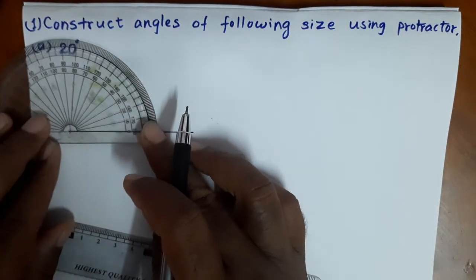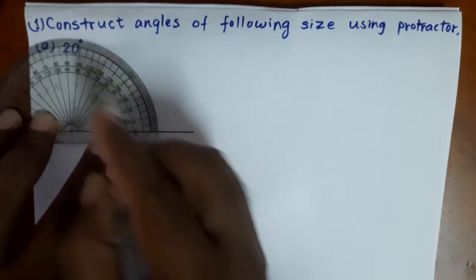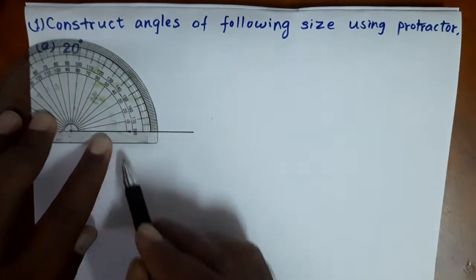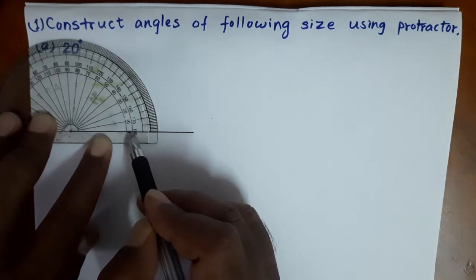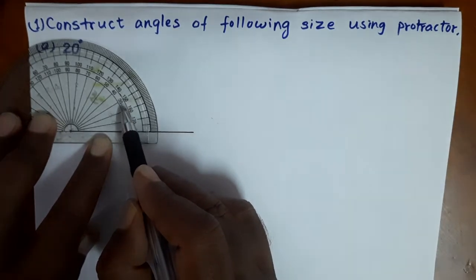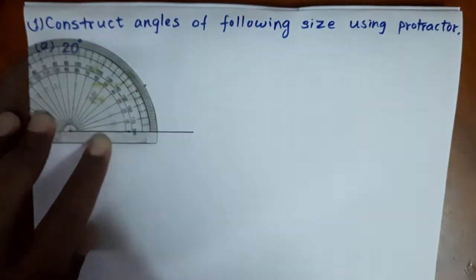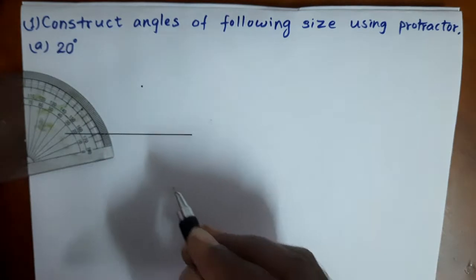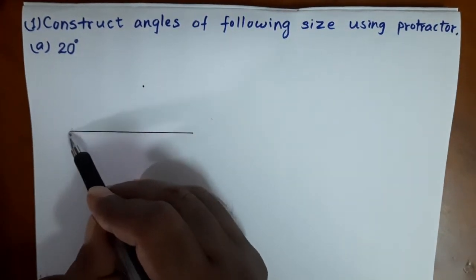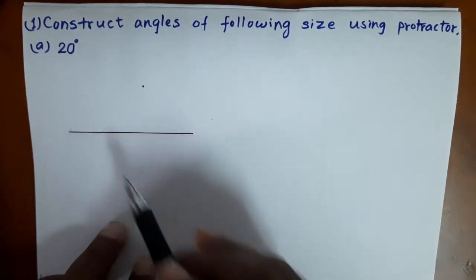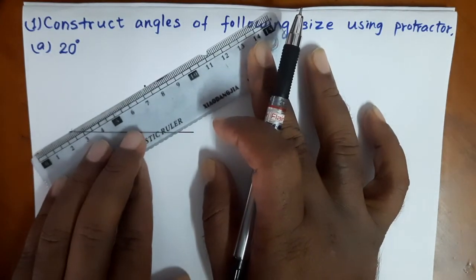Look here. We need to construct an angle of 20 degrees. So you see 20 degrees here in the inner scale. You always start from 0: 0, 10, 20, 30. 30 is here. Just above 30 you mark here. Now you can remove the protractor and join this point with this point using a ruler. Now I am joining these two points using the ruler.